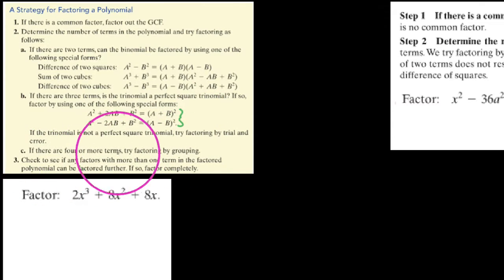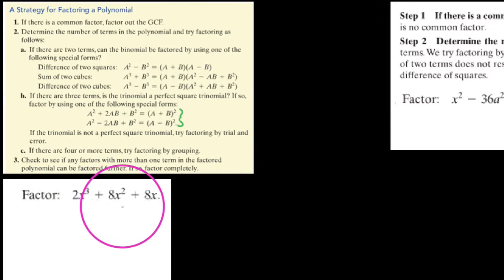Otherwise, number 3 here says check to see if any factors with more than one term in the factored polynomial can be factored further. If so, factor completely. So basically, look for a GCF. Does it have 2, 3, or 4 or more terms? We can classify it by any special factoring patterns, and always check to see if you can keep factoring. So we'll look at a few examples here before we tune out this video, starting with this one.